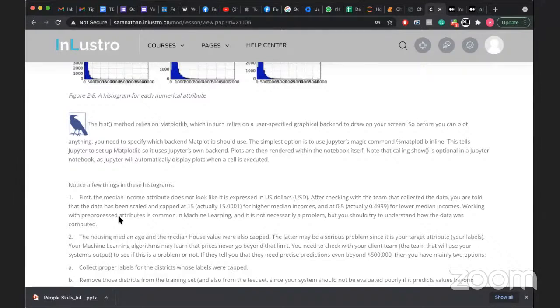So working with pre-processed attributes is common and it's not necessarily a problem, but you should know how the data was computed. Why? Because if they artificially impose a limit on the data, automatically your training will suffer. Okay? Automatically your training is going to suffer.